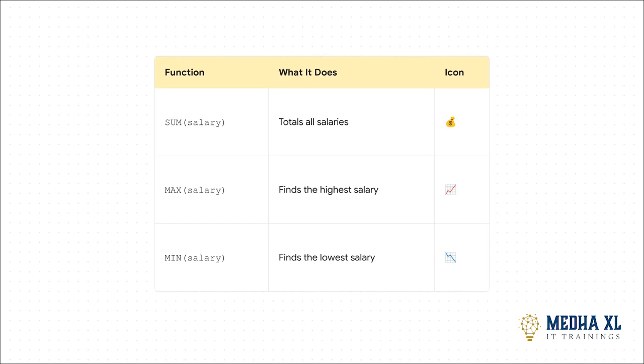And the list goes on. You've got SUM to get totals, like what's the entire payroll for the company. You have MAX to find the highest salary, and MIN to find the lowest. These 5 functions, COUNT, AVG, SUM, MAX, and MIN, they are the bread and butter of data analysis. You will use them all the time.